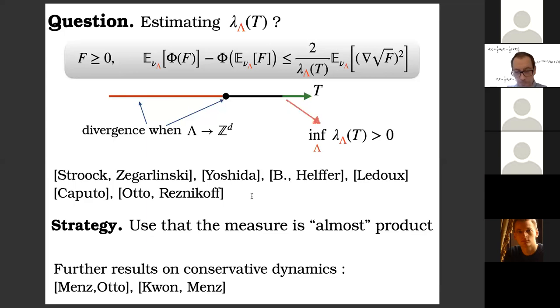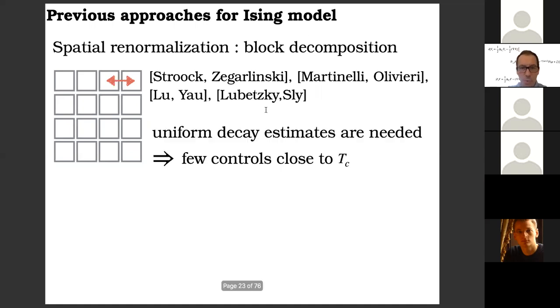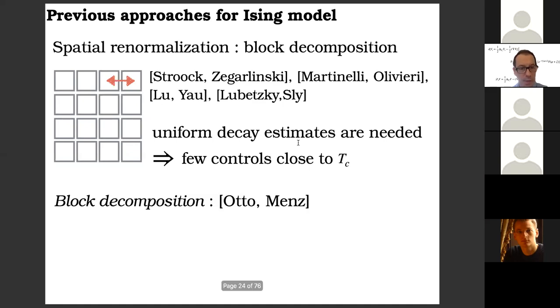What can we do is, of course, the measure is not completely product, but if one looks at it on a proper level in terms of blocks, or spatial blocks, there's a kind of decorrelation, and one can exploit this block decomposition. And this has been done quite intensively, mainly in the case of Ising models, so just plus and minus one, the discrete case. Continuous spins are a bit more delicate to handle. If one can quantify properly this decay, one can get some estimate on the Log-Sobolev constant, but there are very few controls close to the critical temperature.